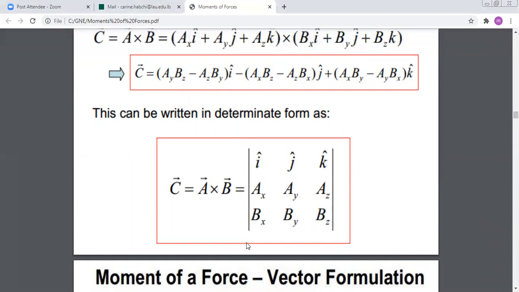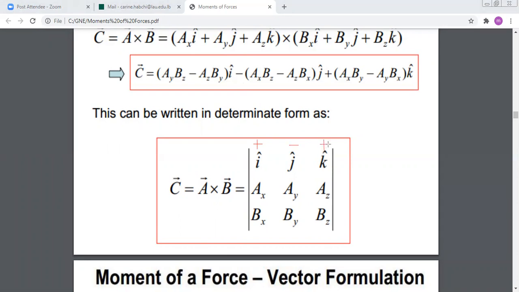So what we do is we draw a matrix. For the first line, we put vectors I, J, K. For the second line, we put the components of vector A, AX, AY, AZ. For the third line, we put the components of vector B, BX, BY, BZ. And now, to calculate the vectorial product, what we do is the following. We put the plus sign above I, the minus sign above J, and the positive sign above K.